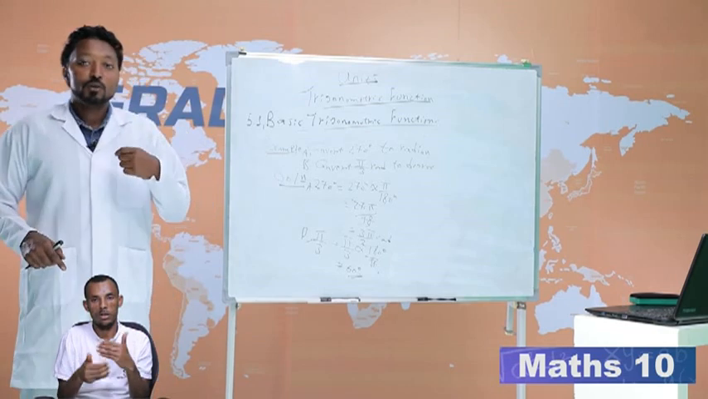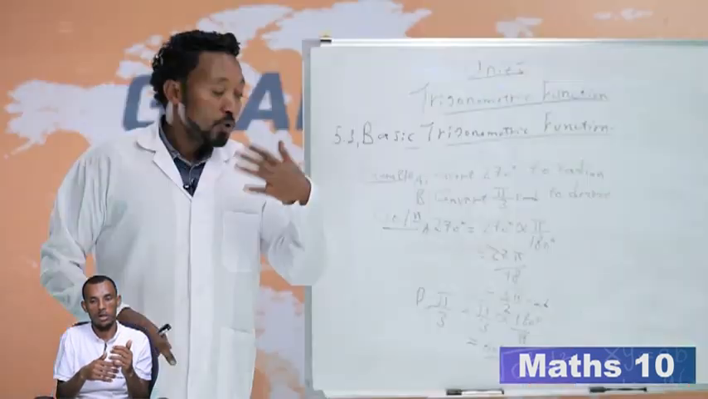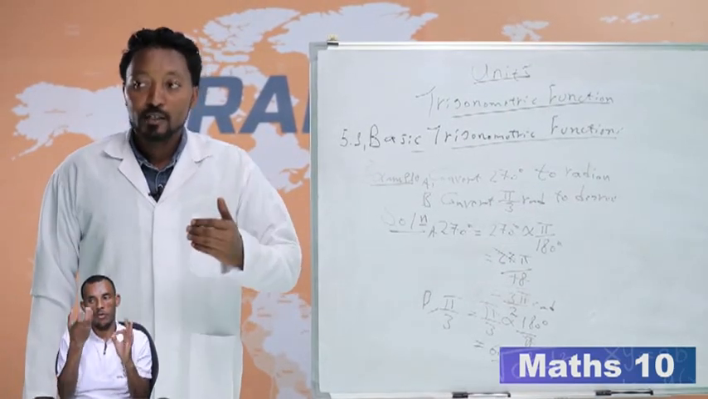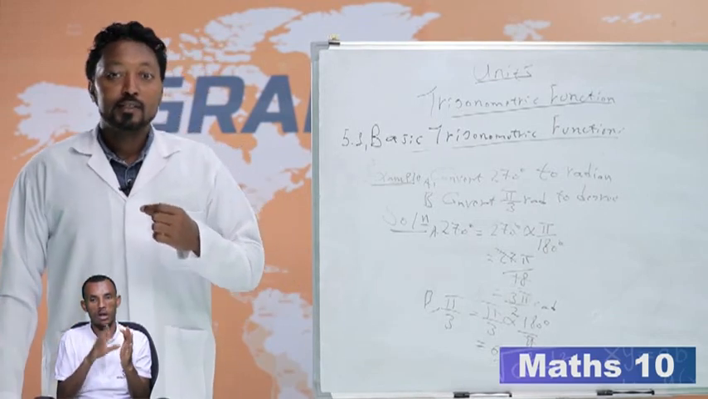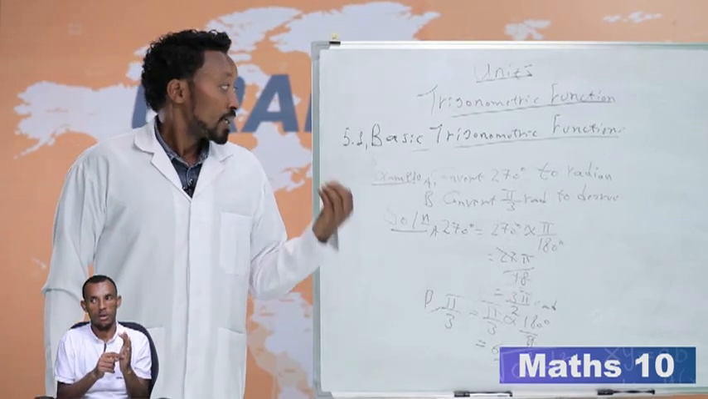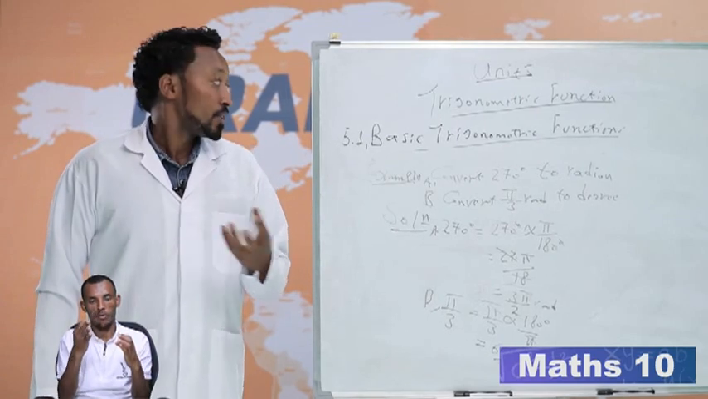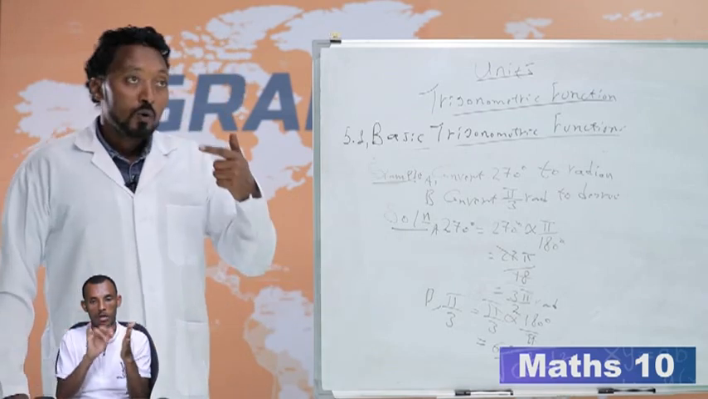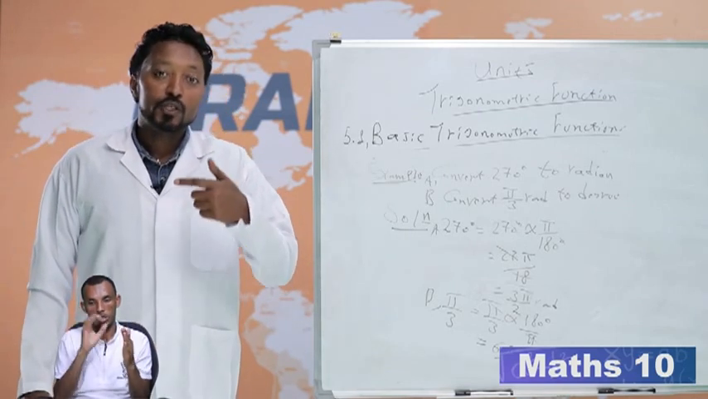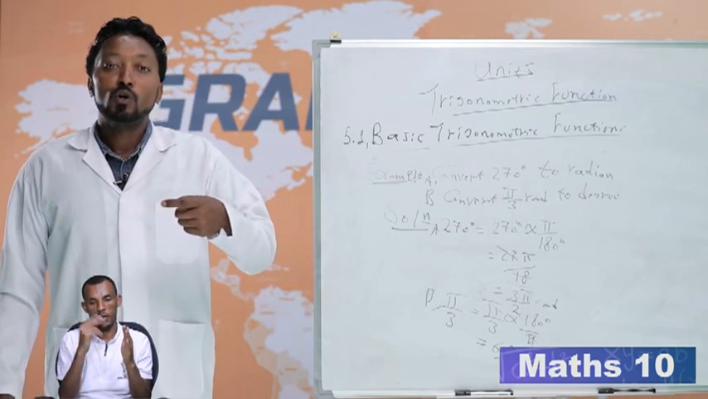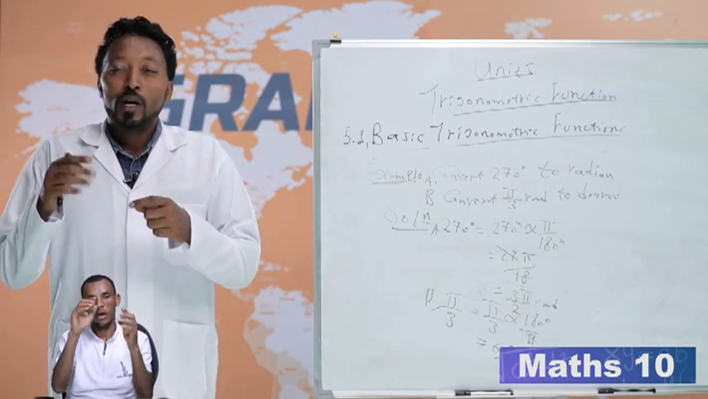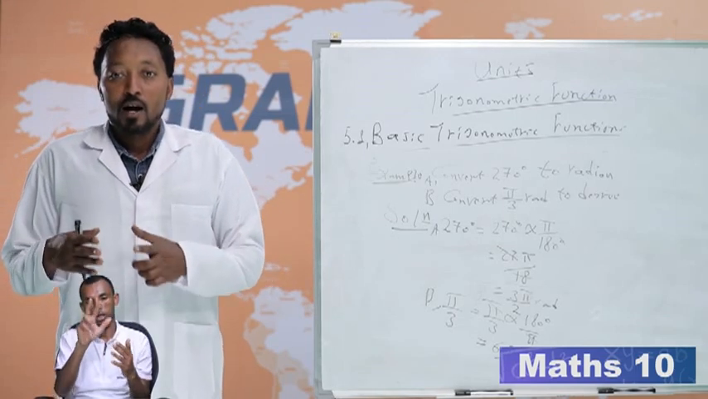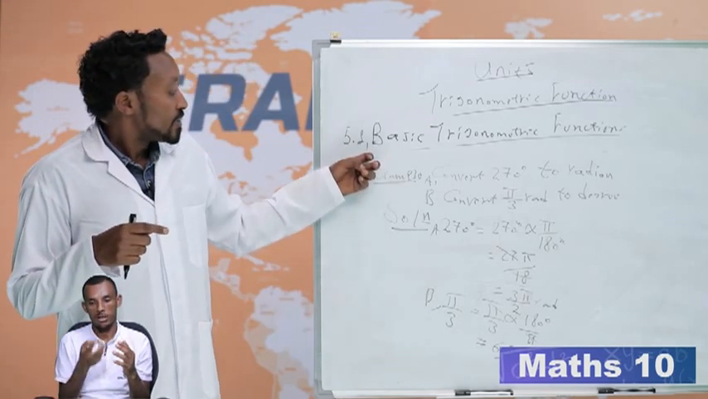Next we continue with the basic definitions of sine, cosine, and tangent function. That is the basic part of this unit. That means what is the sine function, what is the cos function, what is the tangent function, and also what is their graph, and what are the properties of the graph of these three basic functions, which are seen in the next part.